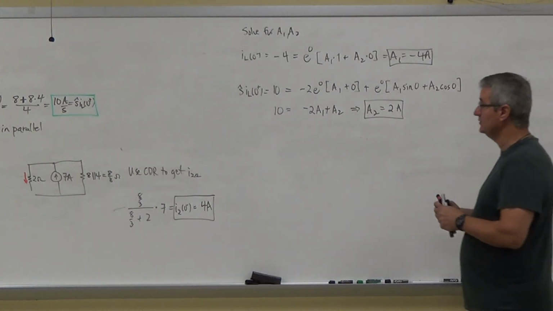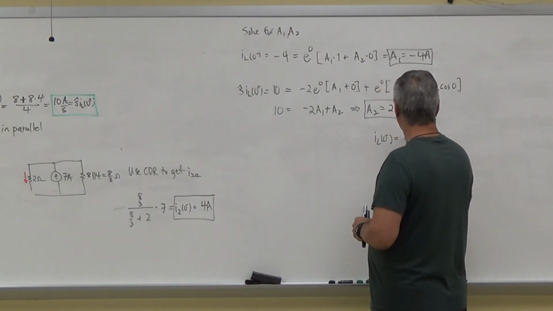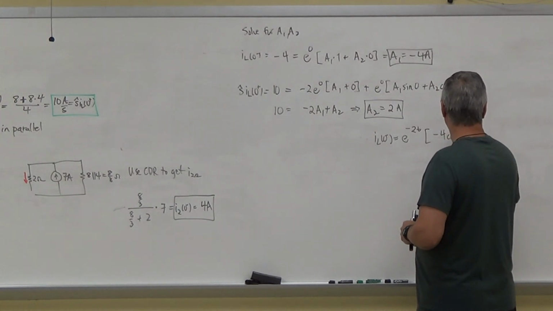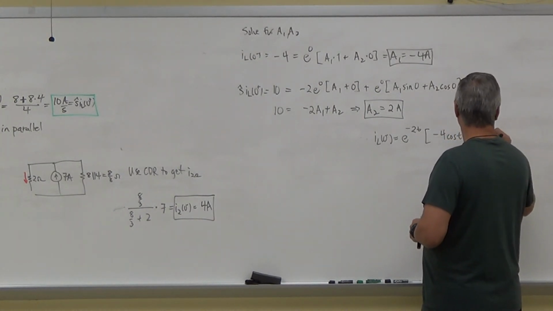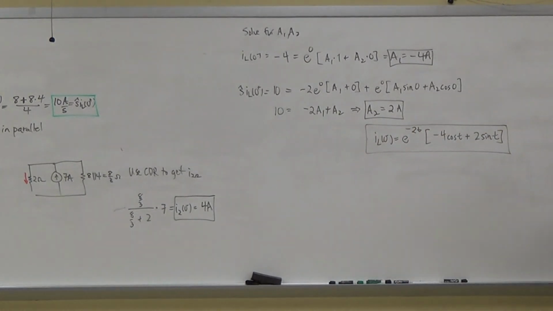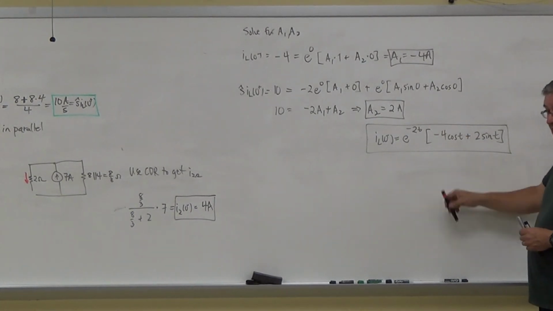So now, what's my solution? My solution for the inductor current is then going to be e to the minus 2t times the quantity minus 4 cosine t plus 2 sine of t. Now, how does this guy jump? I don't know. Is it going down? I think it's going downwards at t equal to 0. Right, at t equal to 0 plus, excuse me, I would expect this to go downwards like this.